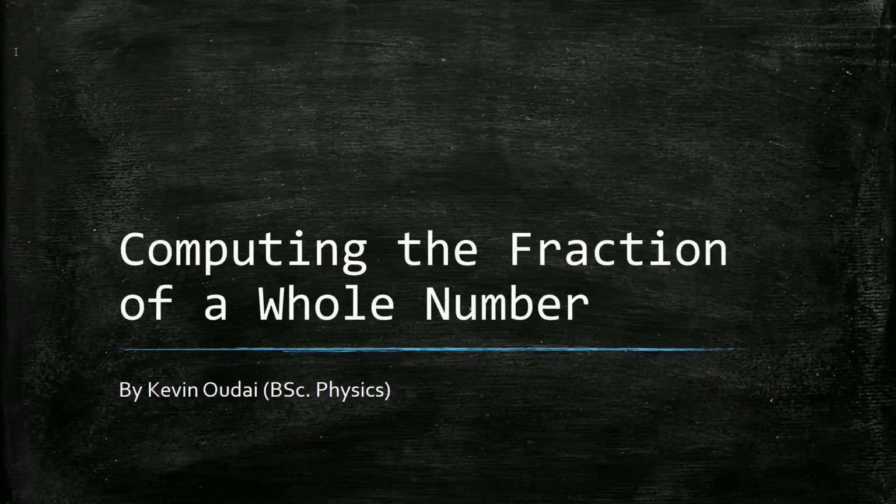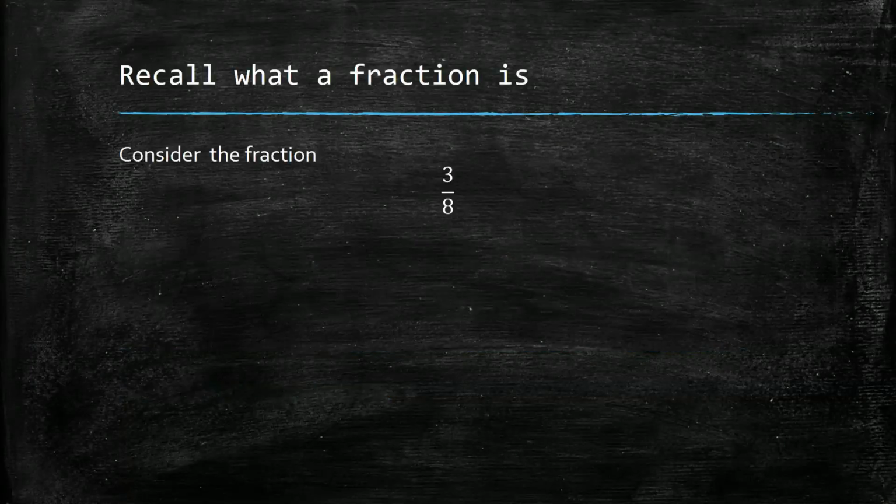In this lesson, we're going to look at how to compute the fraction of a whole number. Let's try and recall what a fraction is. A fraction represents how many total pieces you have and how many of those total pieces you wish to observe. For example, where we have the 3 and the 8, it says there are 8 equal pieces and we have 3 of those 8.